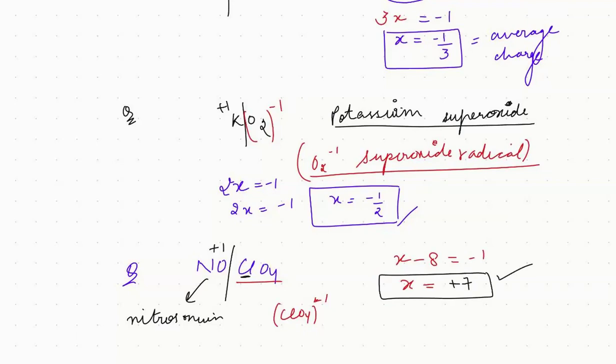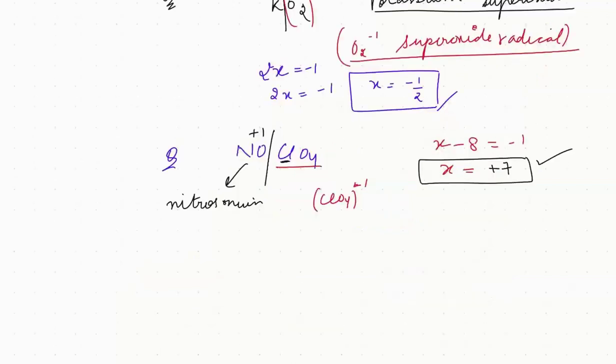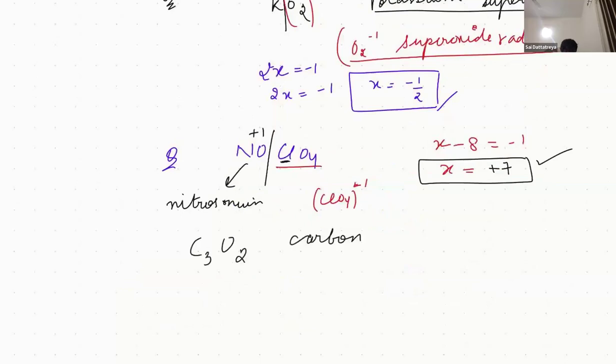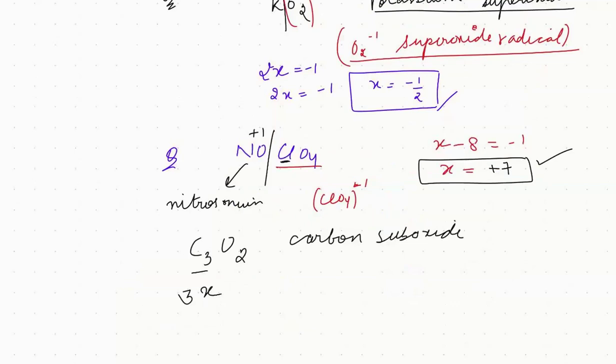Now, let's suppose I want you to calculate the oxidation state of several acids. So we should know how to calculate the oxidation states of several acids. Similarly, if I tell you C3O2, this is carbon suboxide. Let carbon charge be X. So for 3 carbon, it shall be 3X. For 1 oxygen is -2, so for 2 oxygen shall be -4, equals 0. So 3X is going to be 4, so X is going to be 4 by 3. Now, this is the average oxidation state.